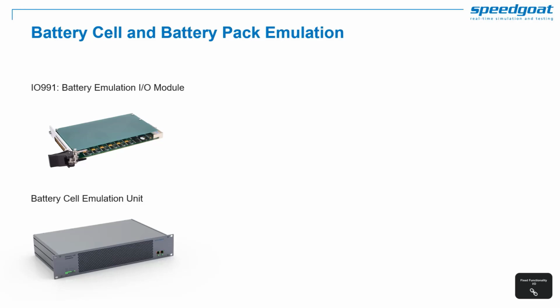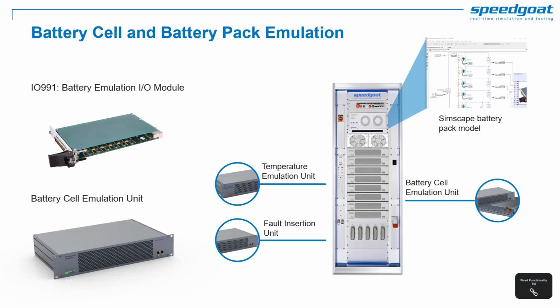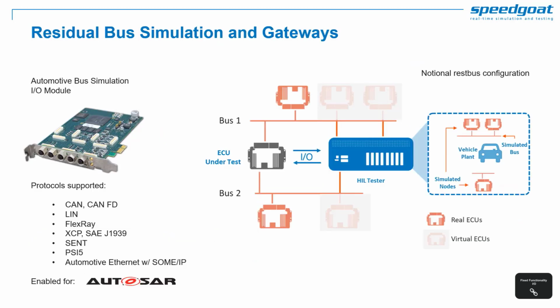HIL solutions can also support you with emulation of electrical components, such as battery cells, using the battery cell emulation units. You can stack several of these modules to build a HIL simulator of a full battery pack, and complement it with failure simulation and temperature cell units. So you can simulate battery packs down to the cell level and employ that, for example, to test your battery management system. If you need to implement complex multi-bus gateways and rest bus simulations with virtual ECUs, you can use the Automotive Bus Simulation I/O module, which covers all relevant automotive buses and is fully compliant with AUTOSAR requirements.